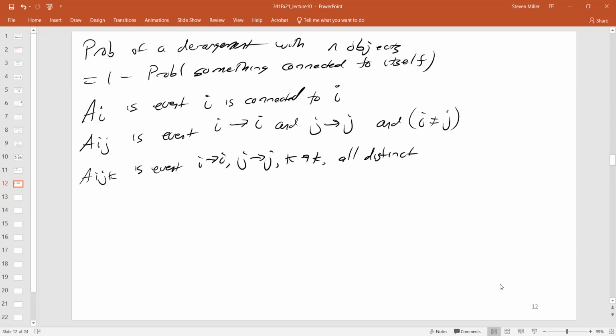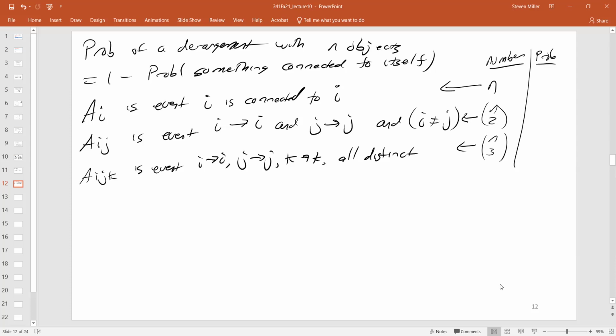So what's nice is all of these events have the same probability. All the AIs have the same probability, all the AIJs have the same probability, all the AIJKs have the same probability. How many of these are there? How many events AI are there? N, right? And for AIJ, n choose two. I have to choose two indices I and J that are not the same. For the next one, n choose 3. So we have the number, and then we have the probability.